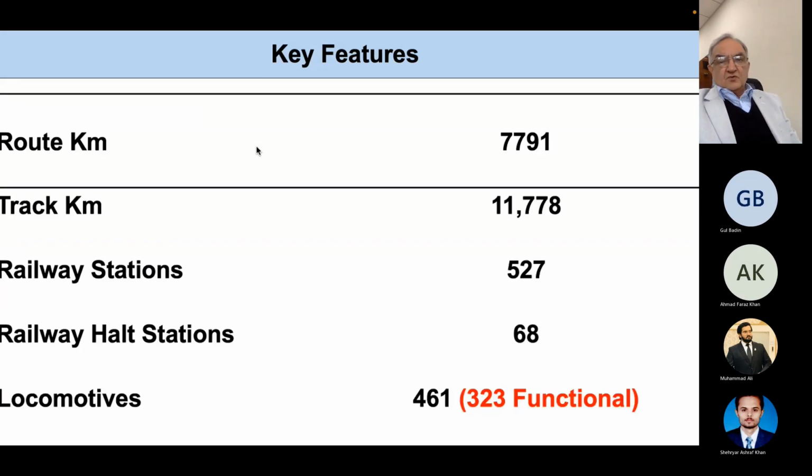Now, as I said, route kilometers, Pakistan Railway has now 7,791 kilometers of route kilometers. Track kilometers 11,778. चलें आप मुझे now you please tell me कि route kilometers and track kilometers में क्या फर्क है?